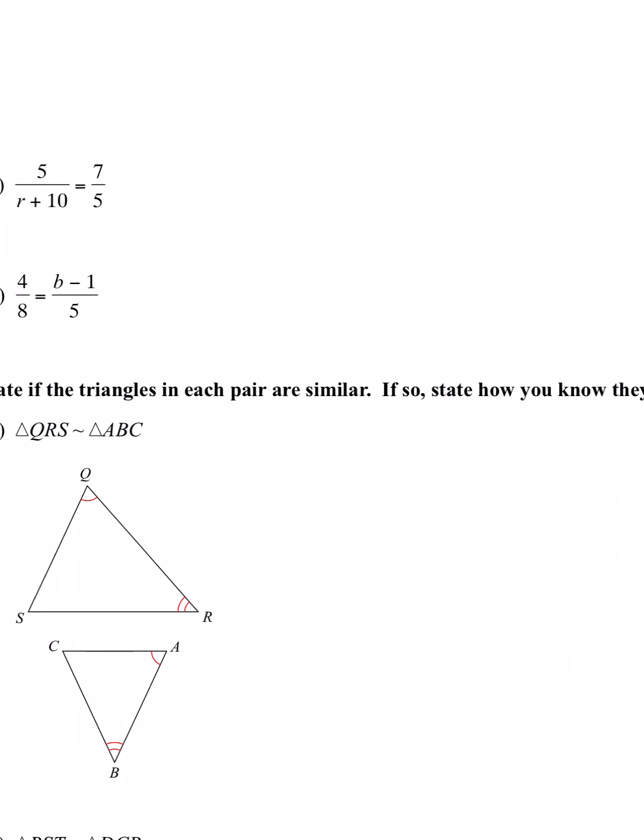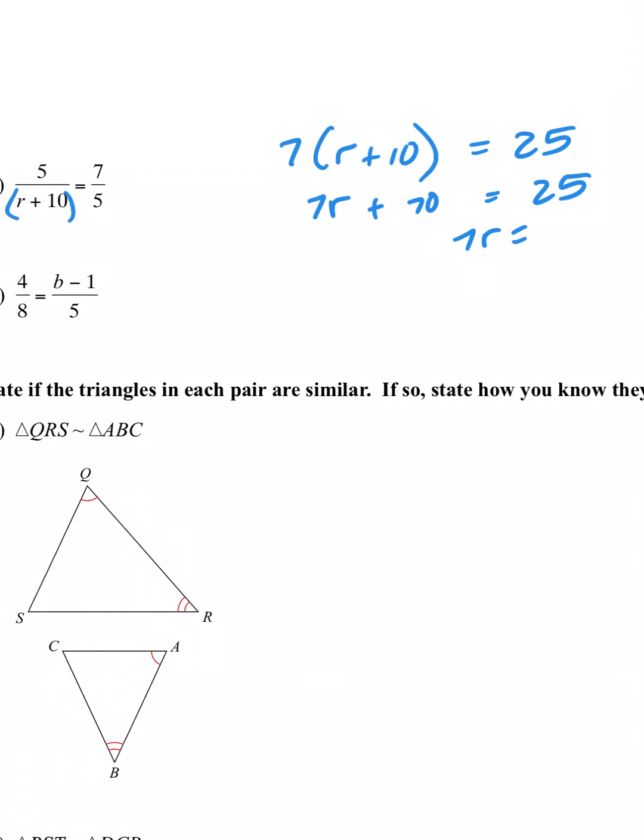There's two more here. Again, we put a parenthesis, and we have 7 times r plus 10 equals 25. 7r plus 70 equals 25. 7r equals negative 45 when you subtract 70 from both sides. And then when you divide by 7, r equals negative 6.43. That's an ugly answer, but it's the answer.